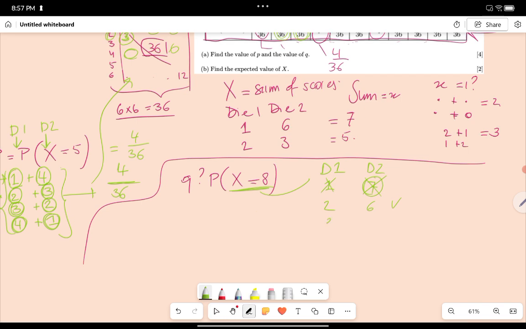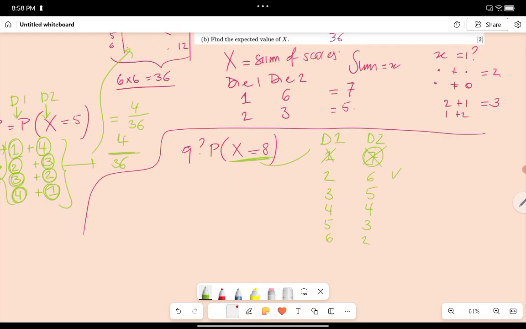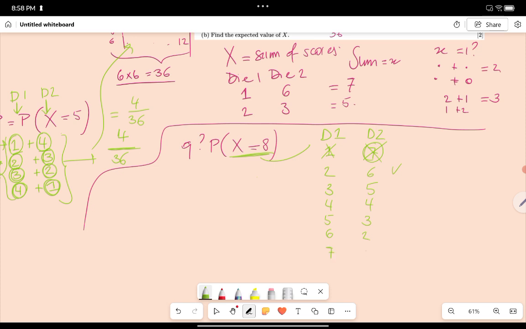We can do 3 and 5. We can do 4 and 4. We can do 5 and 3. We can do 6 and 2. Can we do 7 and 1? No, we cannot, right? Because the die stops at 6. So this is not an option. So these are the possible options to find a sum of 8.